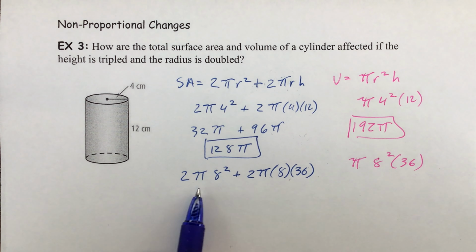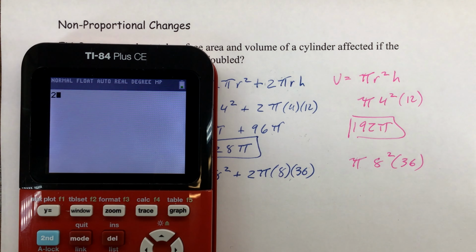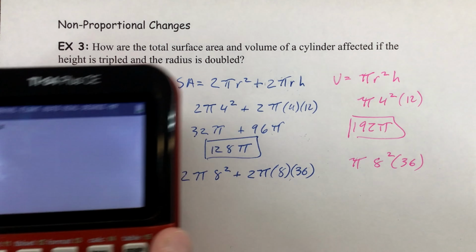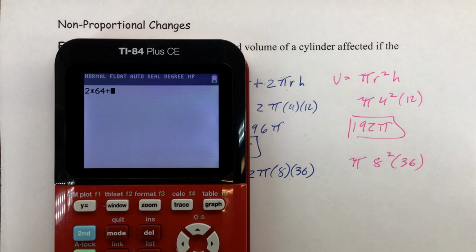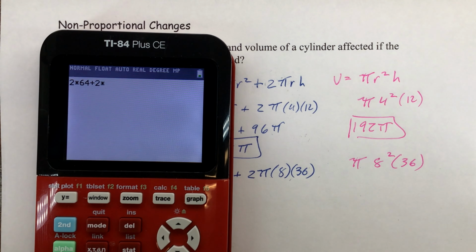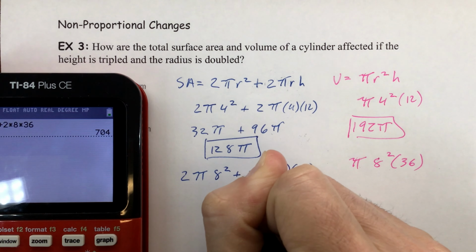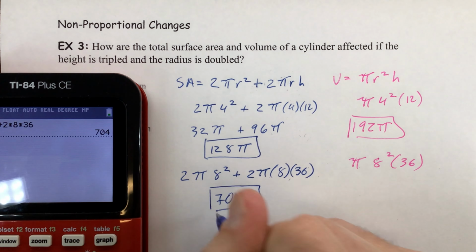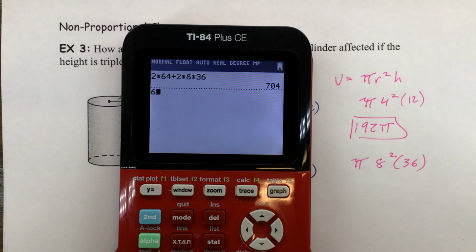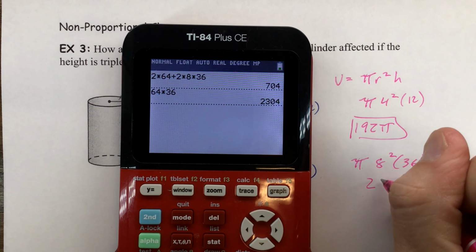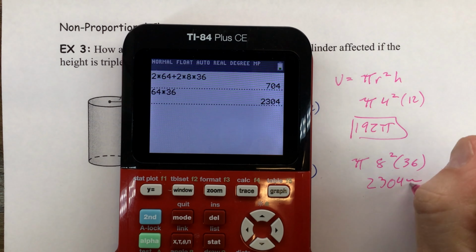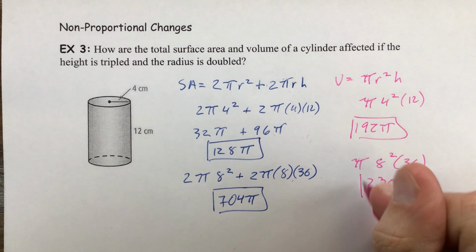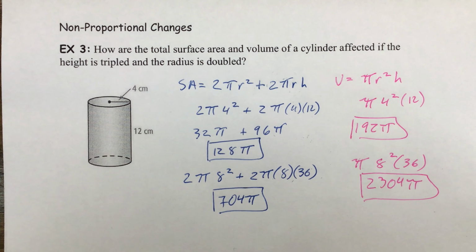All right, so this is probably out of my mental math range, so I'm just going to type it in. We're going to get 2 times 8 squared, so that's 64, plus 2 times 8 times 36, which is going to give us 704 pi. Okay, and then for our volume, we're looking at 64 times 36, which is going to give us 2,304 pi.